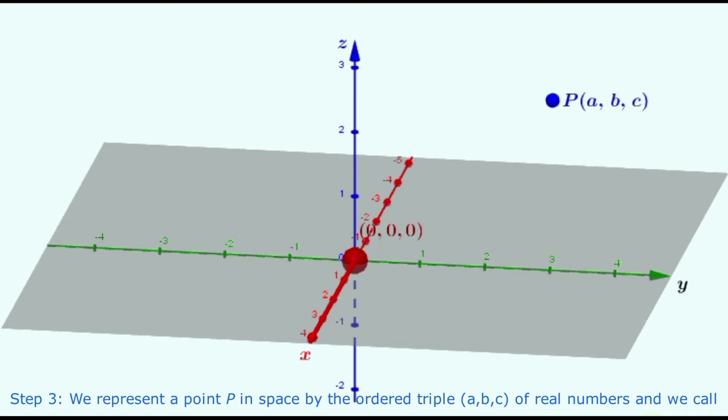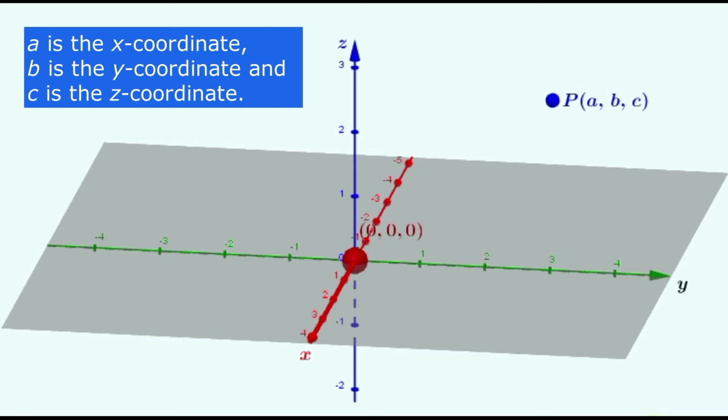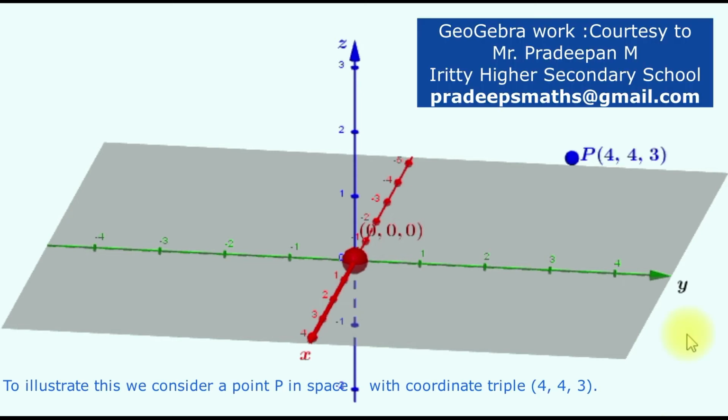Step 3. We represent a point P in space by the ordered triple (a, b, c) of real numbers, and we call a, b, c the coordinates of P. a is the x coordinate, b is the y coordinate, and c is the z coordinate. To illustrate this, we consider a point P in space with the coordinates (4, 4, 3).